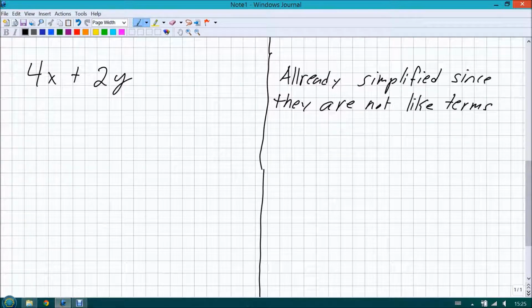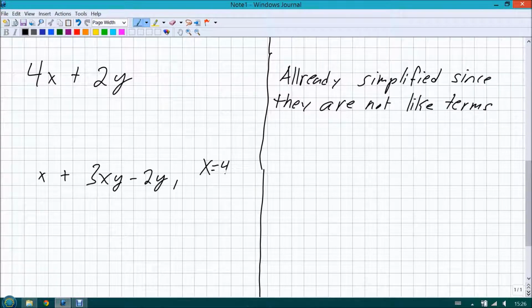For example, what happens if you have more than one variable in a term? So let's say that we have 2x plus 3xy, or just plain old x plus 3xy minus 2y. And we are going to be given some information. We are given that x is equal to 4 and that y is equal to 7.